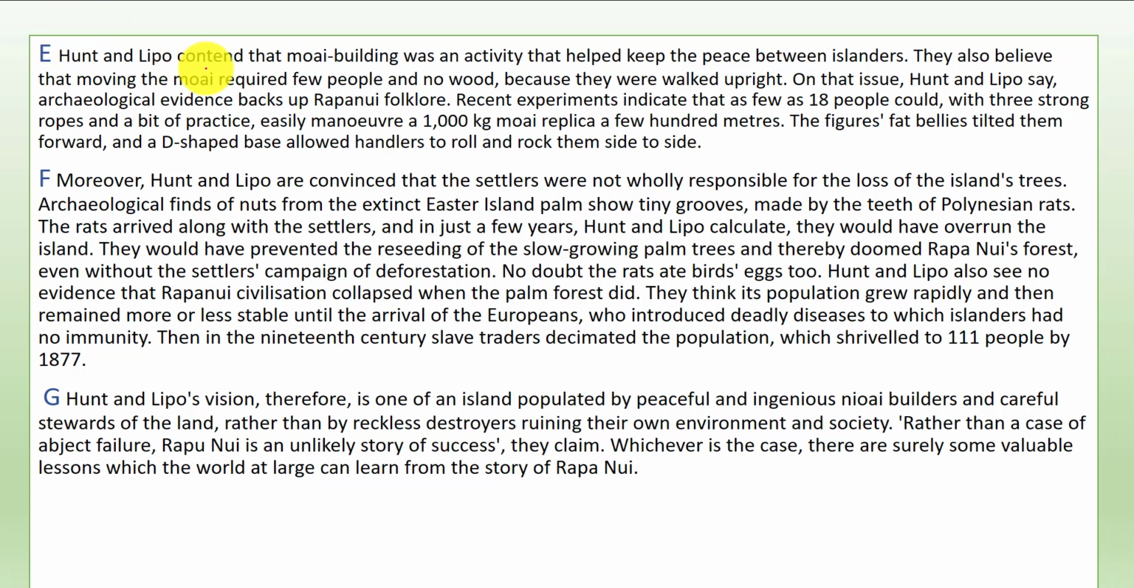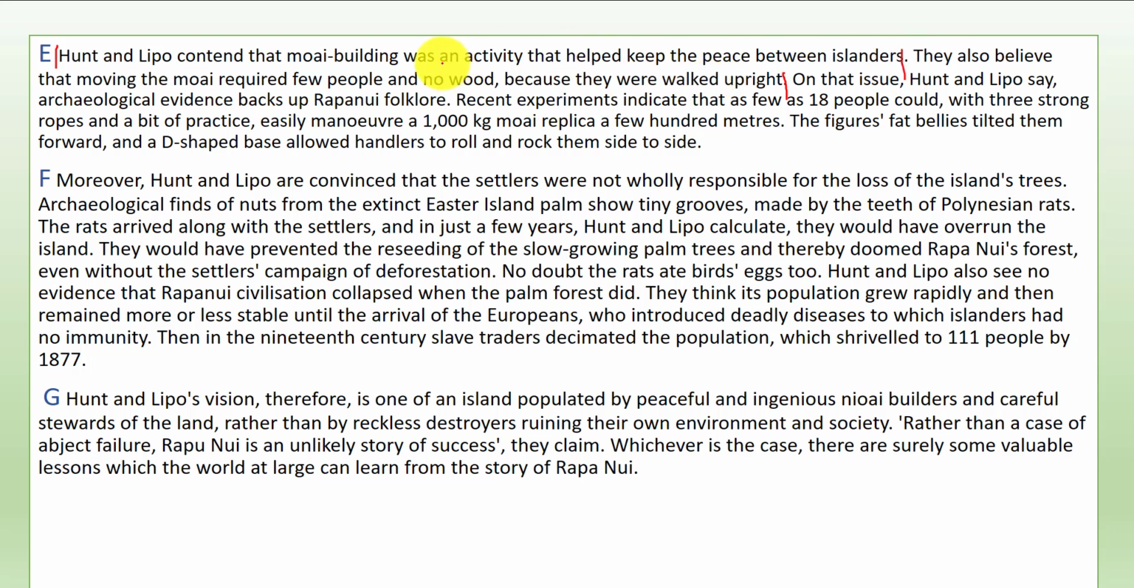Hunt and Lipo contend that Moai building was an activity that helped keep the peace between islanders. Okay, they think that it helped to keep the peace between islanders. They also believed that moving the Moai required few people and no wood, because they were walked upright. Okay, they walked upright.